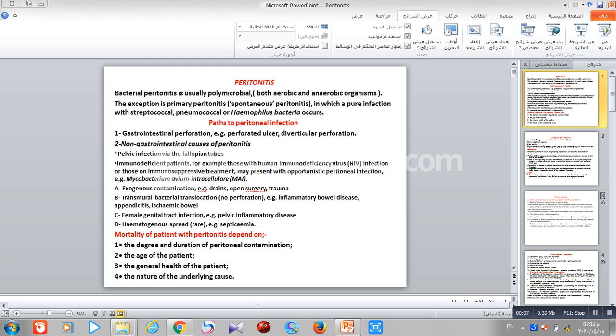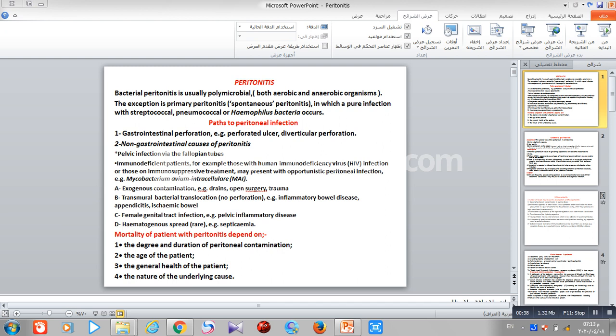Start with the types of peritonitis: either bacterial or spontaneous peritonitis, in which a pure infection occurs, either streptococcal, pneumococcal, or bacterial. The path of peritoneal infection is either gastrointestinal perforation or non-gastrointestinal perforation. Gastrointestinal perforation includes peptic ulcer and diverticular perforation. Non-gastrointestinal causes include pelvic infection, fallopian tube infection, exogenous contamination, female genital tract infection, and so on.